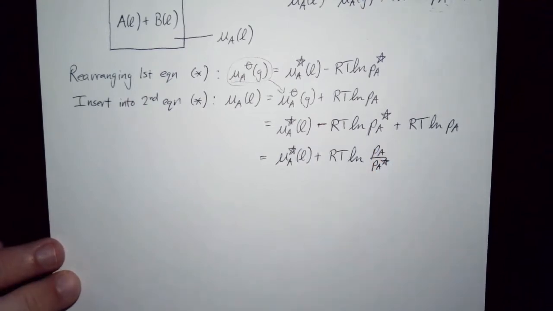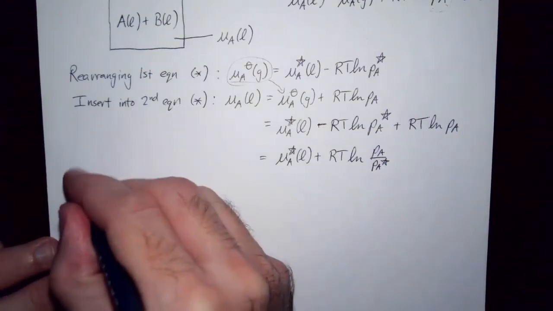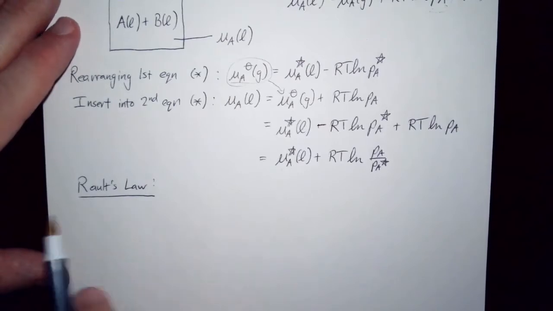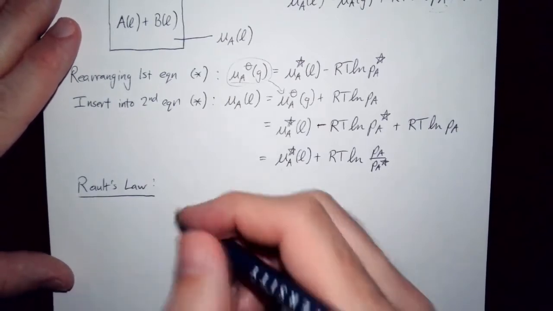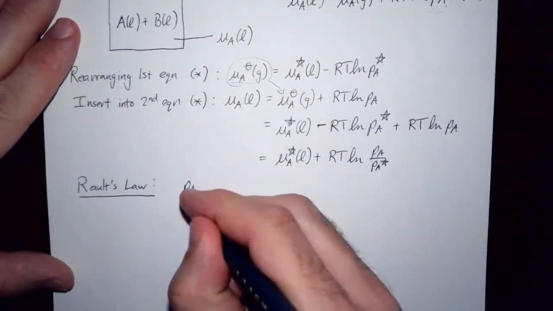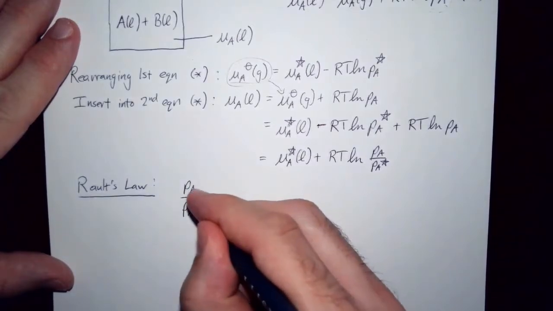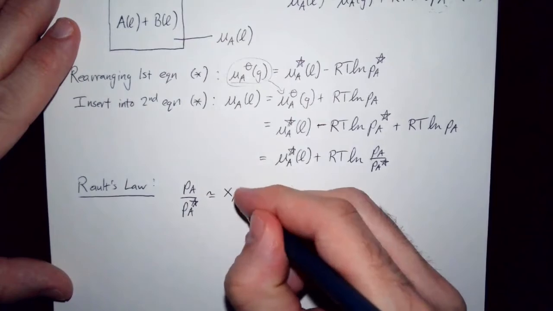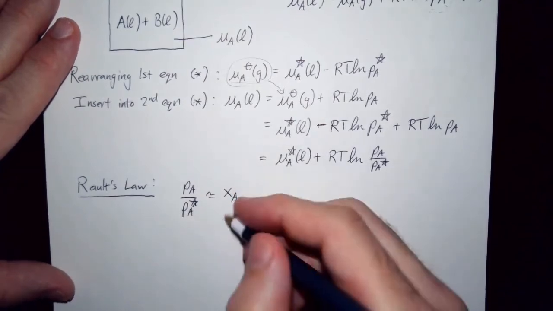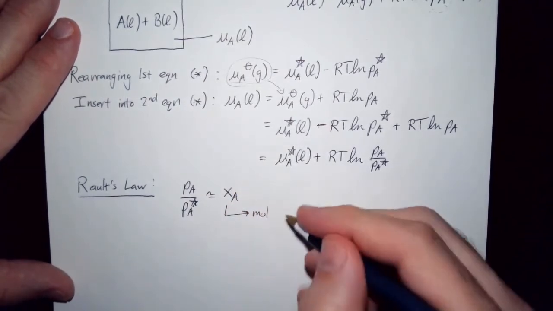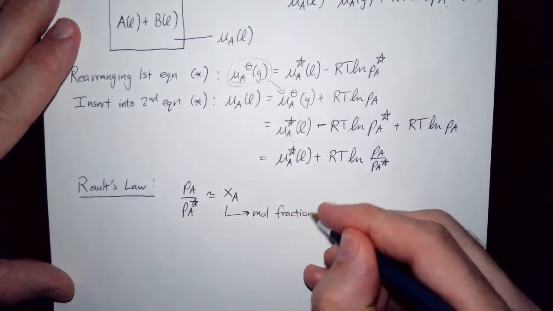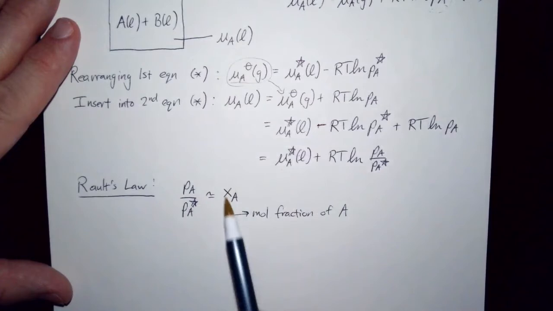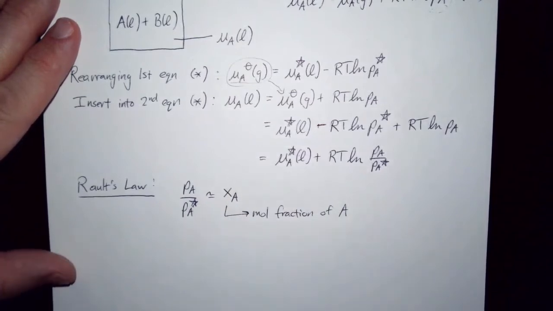So after a series of experiments, a scientist named Raoult found that PA over PA star is roughly equal to, experimentally, he found that it's roughly equal to XA, which is the same XA we've seen before, the mole fraction of A. So some number between 0 and 1, the percentage of the mixture that A accounts for in terms of moles.